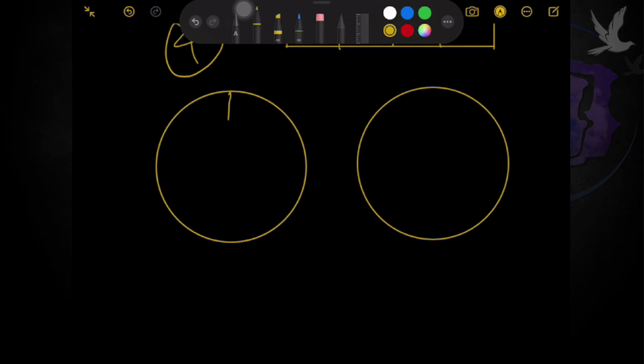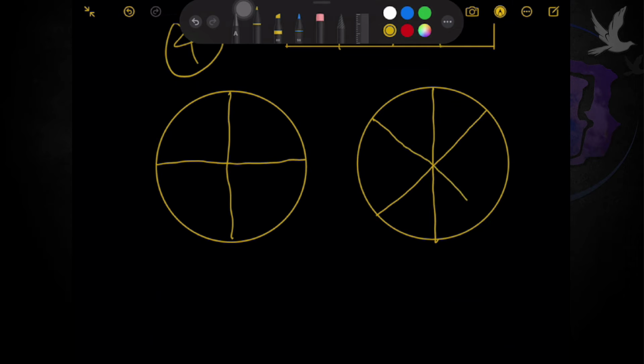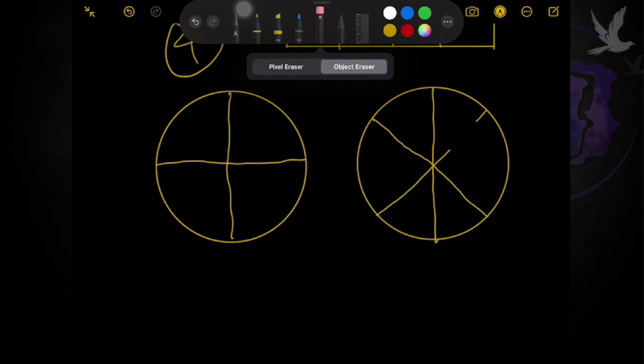Even if you're going to split this in just 4, and this one, even if you're going to split this into 6, hindi balanced. So let's try to balance that out.